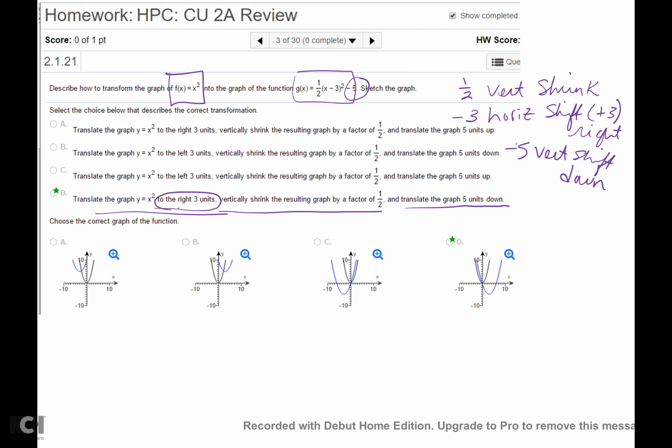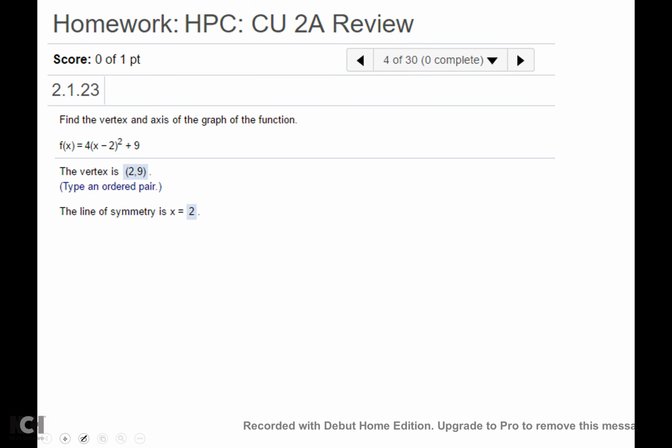Okay, so if I choose the correct graph, you're going to pick up the parabola, you're going to go 3 units right and 5 units down, which puts the vertex right there. And it's going to be a vertical shrink, which is going to make it a bit wider, because they're shrinking it from top to bottom, which is going to make it look wider.